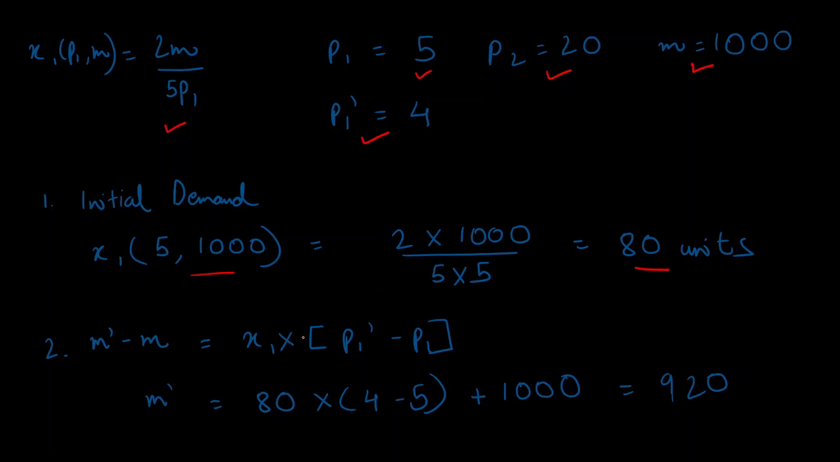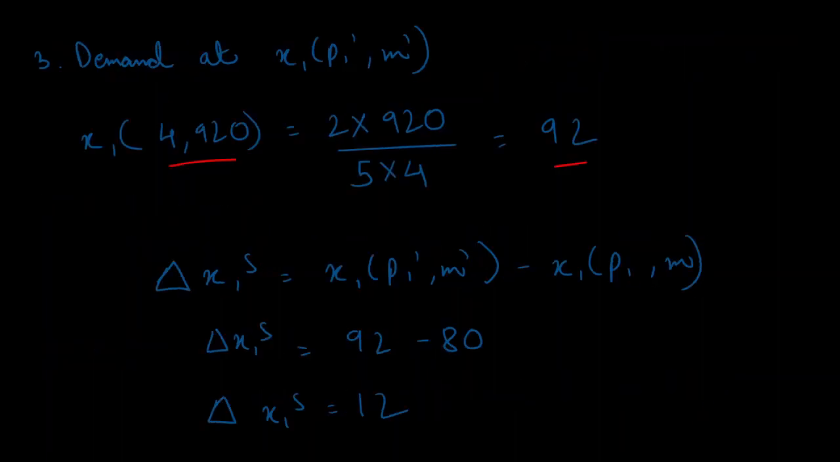Okay, the amount that needs to be adjusted is just the change in price of good one, which is P1 dash minus P1, multiplied by the amount of good one Sam is buying initially. So that is M dash minus M is equal to x1 into (P1 dash minus P1). Plug in the values, do the math, and the adjusted income, which is denoted by M dash, comes out to be $920.